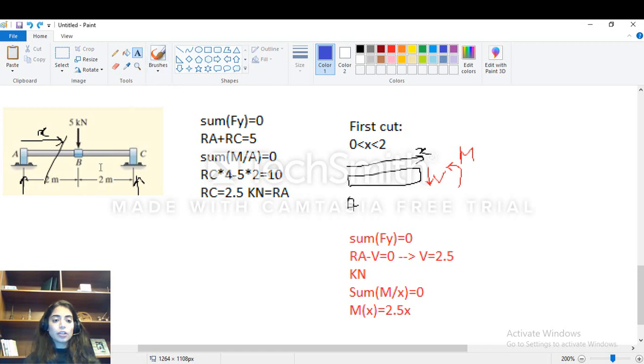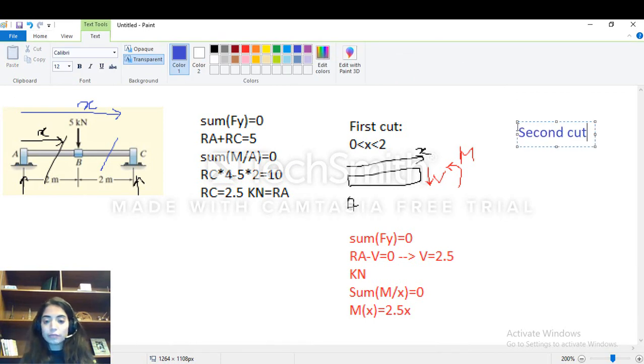Now the second cut, guys, should be after the force, as we said in the previous video. So this is the second cut. If I do the second cut, now here, guys, x will be from A to this cut here. So this is x now. So x is greater than 2, which is the location of B, but it is less than the length of the beam, which is now 4. So the second cut is when x is between 2 and 4.